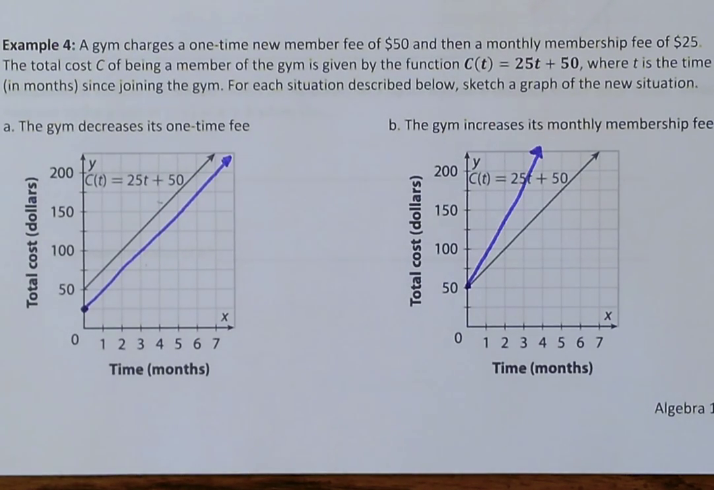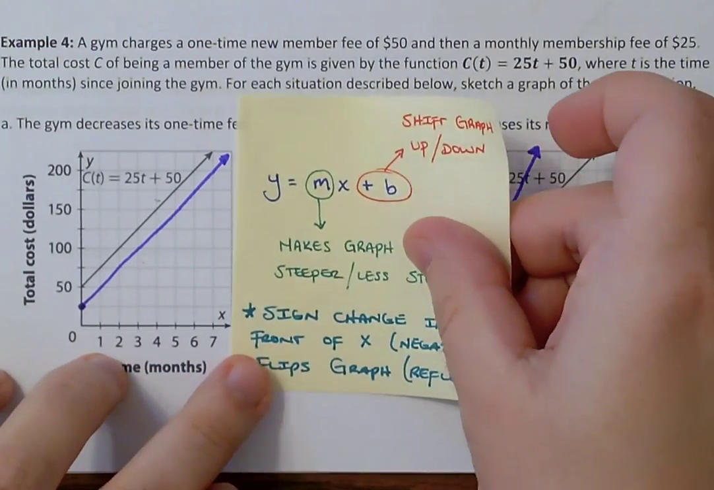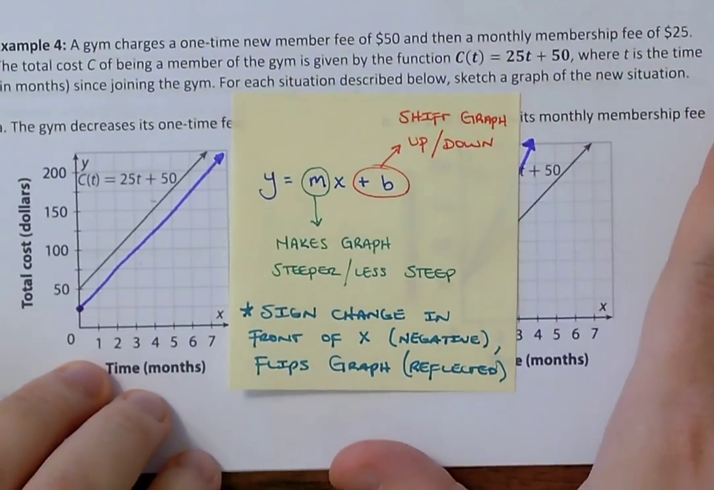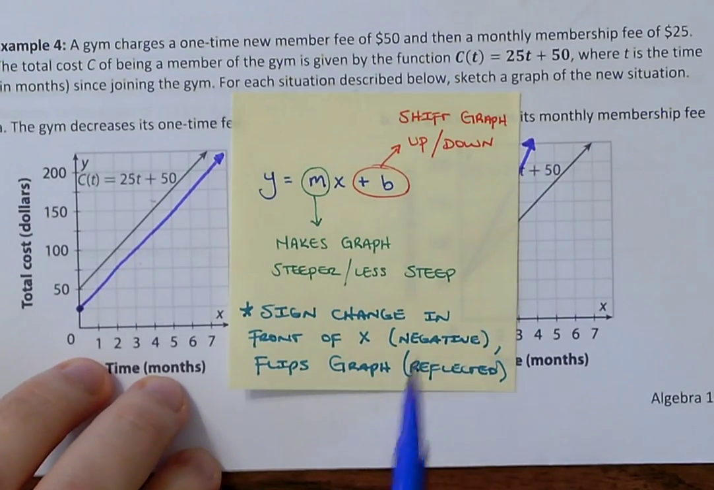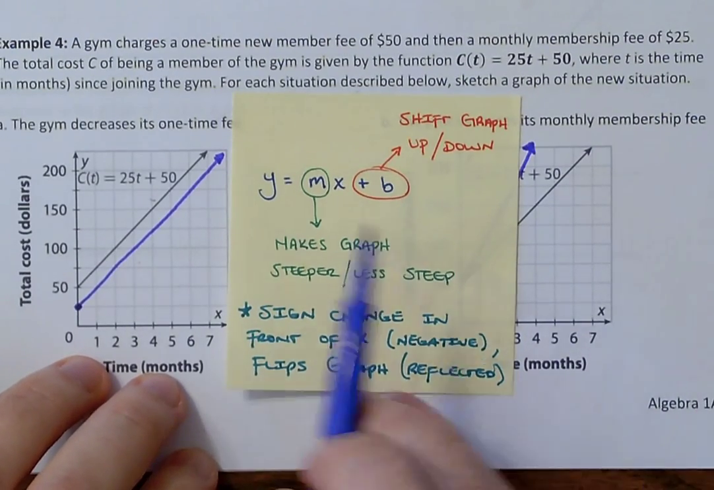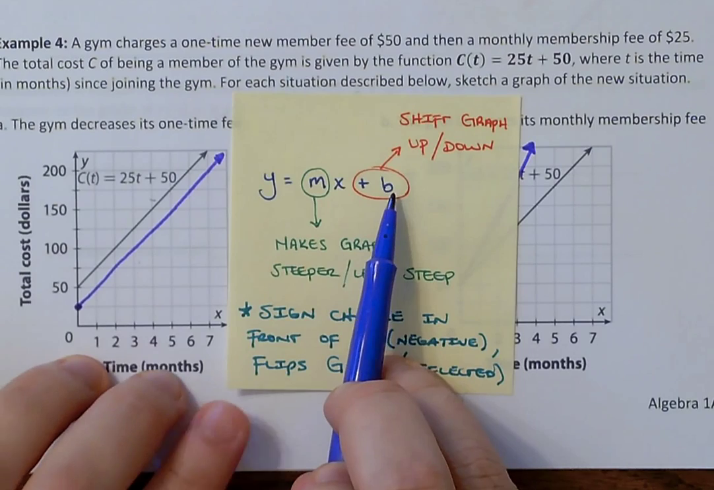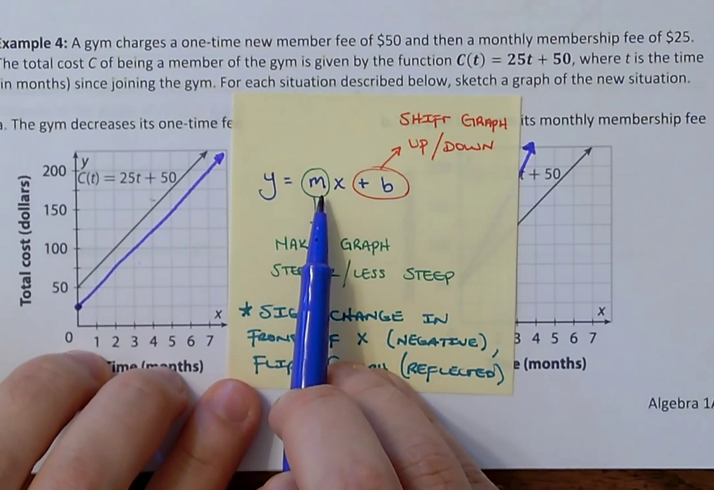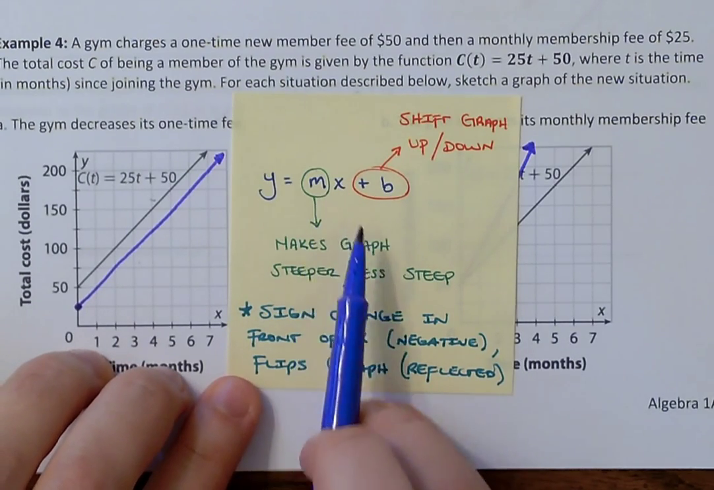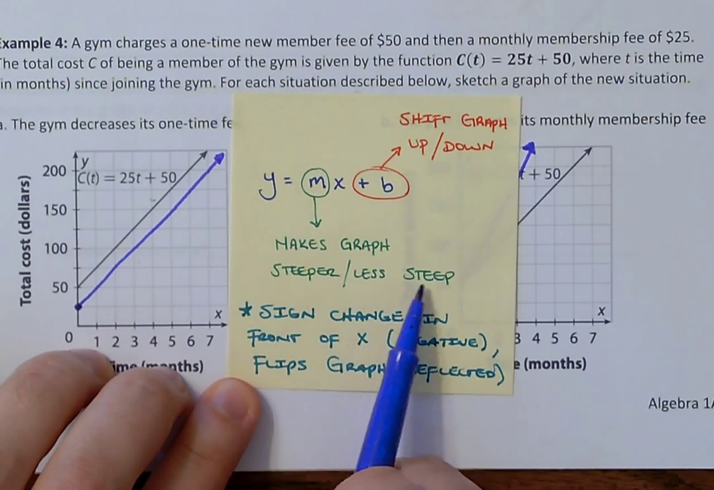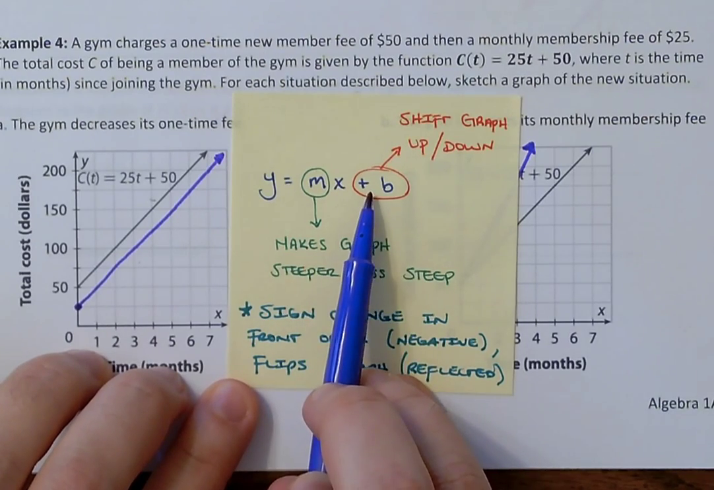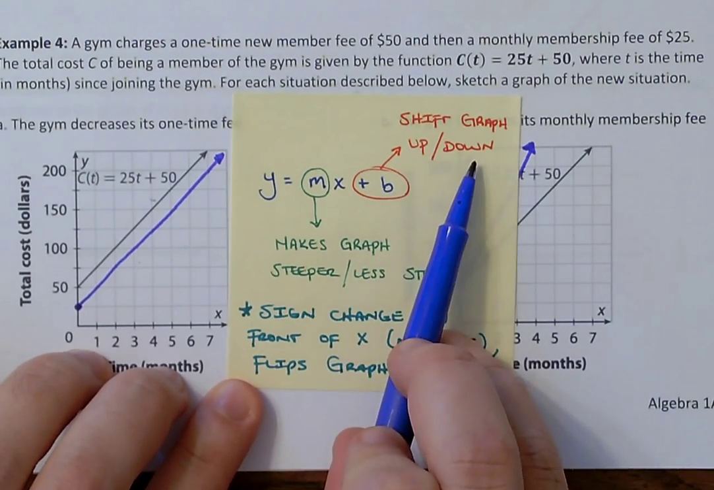All right, so that is, in fact, our notes for today, and that is all that I have for you guys for today's lesson and today's video. Again, just to sum up what we talked about. If we start with the equation y equals mx plus b, anytime that this value increases or decreases, it makes the graph steeper or less steep. Anytime that this number increases or decreases, it shifts the graph up or down.